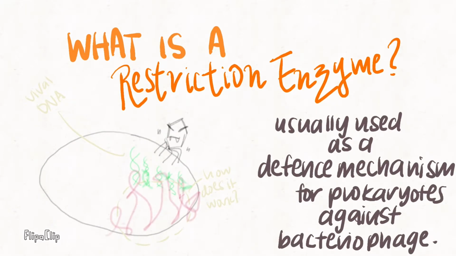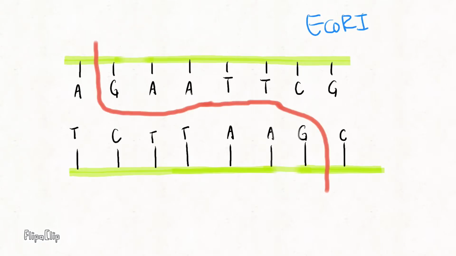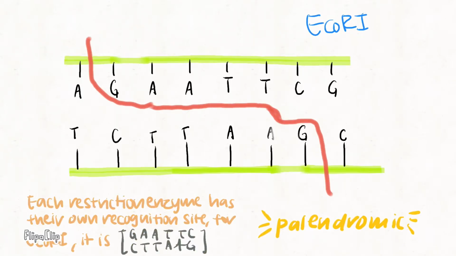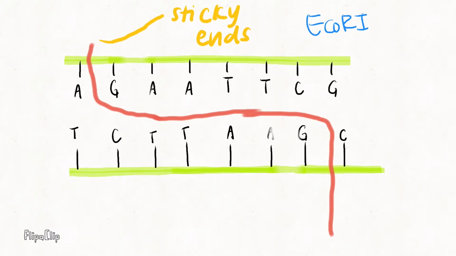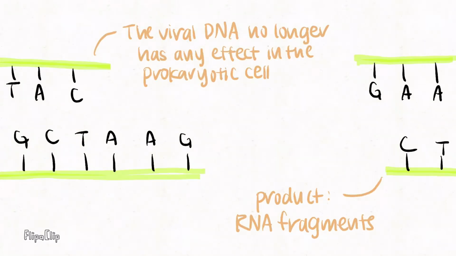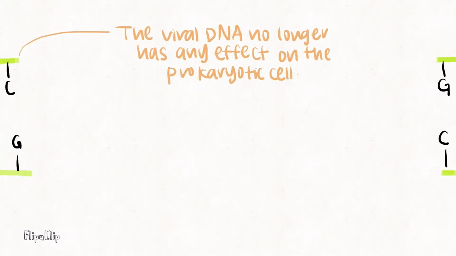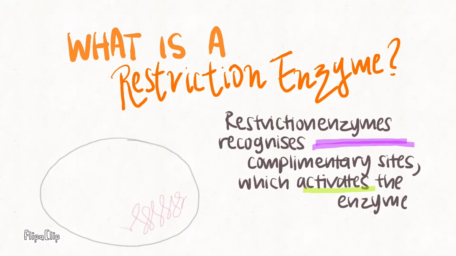Well, E. coli has a restriction enzyme called EcoRI, which cleaves DNA at a palindromic sequence of GAATTC, to which they would leave sticky ends at the end. Pew pew pew. And the product of this would be DNA fragments, hence the viral DNA no longer has an effect. However, not all restriction enzymes work the same. Some don't even cut the restriction site, hence it'd be a better term to say this.